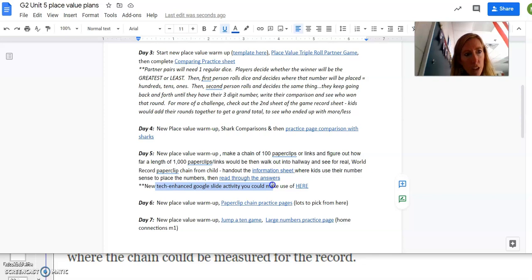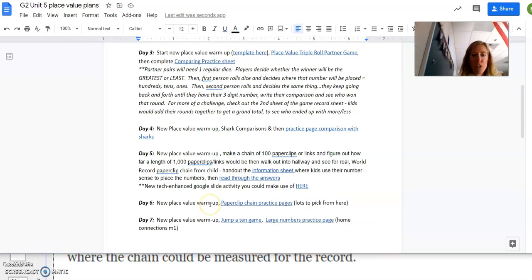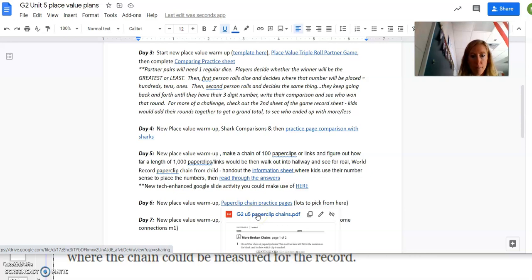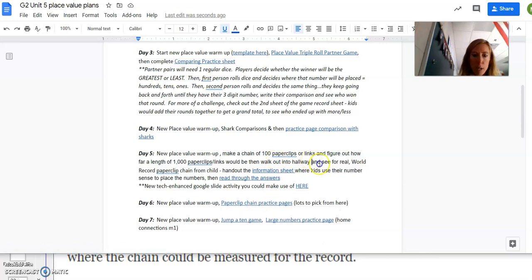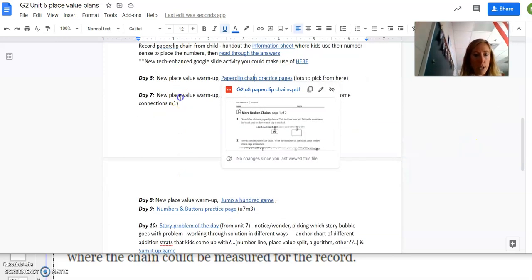New tech enhanced Google Slide activity that Bridges has come out with this year. You could peruse that, and it's counting chains, and see if you would like using that in your classroom to introduce the idea of paper clips and links. Okay, so that's for you to check out. And then the next day, you just do a warm-up again and practice pages with paper clips on them. So now, since we've already talked about paper clips and links, now we're going to do some practice pages that look like that. Okay, and using place value ideas.